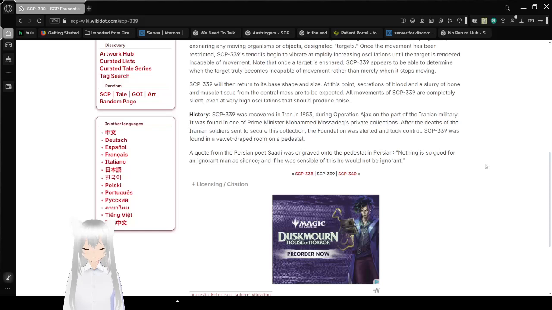History: SCP-339 was recovered in Iran in 1953 during Operation Ajax on the part of the Iranian military. It was found in one of Prime Minister Mohammad Mossadegh's private collections. After the deaths of the Iranian soldiers sent to secure this collection, the Foundation was alerted and took control. SCP-339 was found in a velvet-draped room on a pedestal.